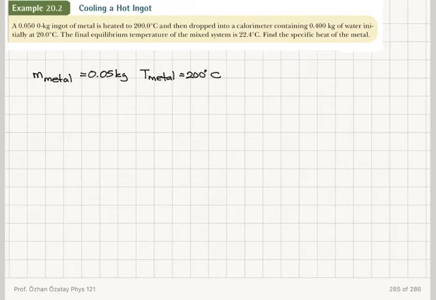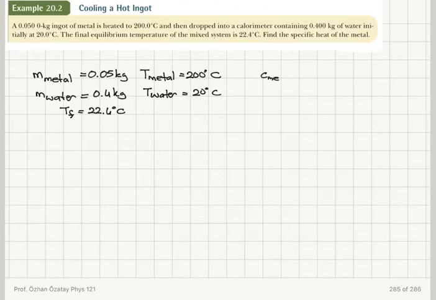kilogram of water. So mass of the water, MW, will be 0.4 kilograms. Initially at temperature, so T water will be 20 degrees C. The final equilibrium temperature of the system is 22.4 degrees C. Find the specific heat of the metal. So I want to know what is the specific heat of the metal.